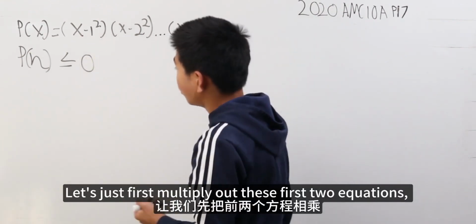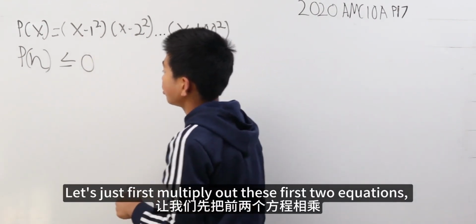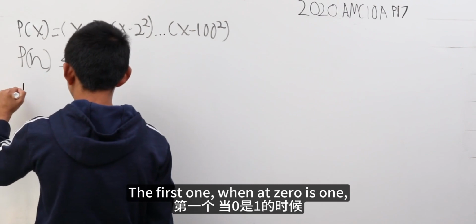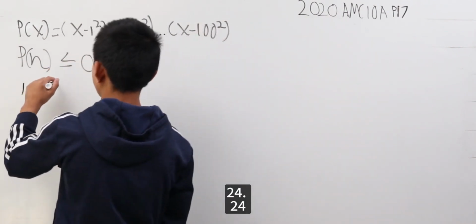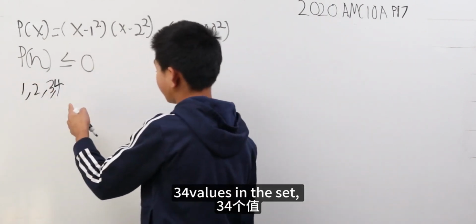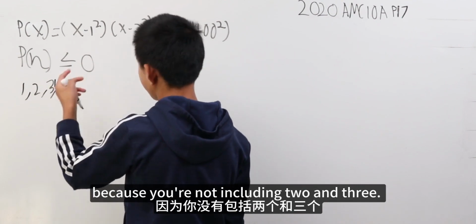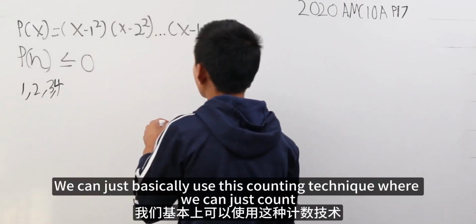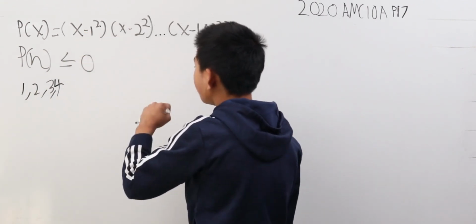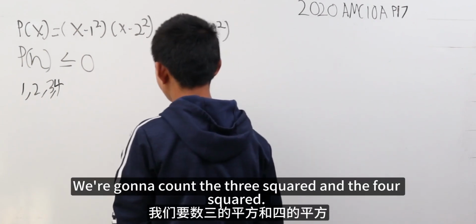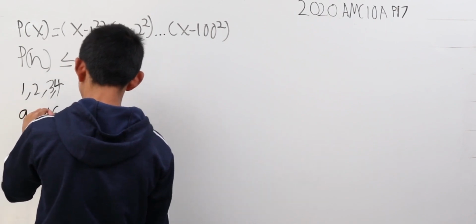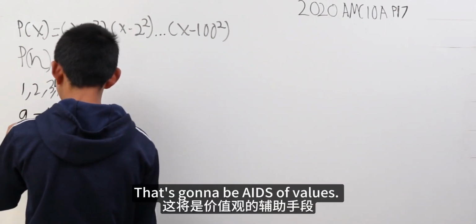Let's just get these sets of values. The first one, when it's 0, is 1, 2, 4. There are 4 values in the set, because you're not including 2 and 3. So we can use this counting technique where we count every 2, because this is 1, 2, 3, and 4. We're going to count the 3 squared and the 4 squared. So it's 9 through 16. That's going to be 8 values.